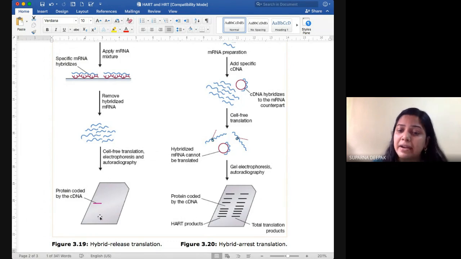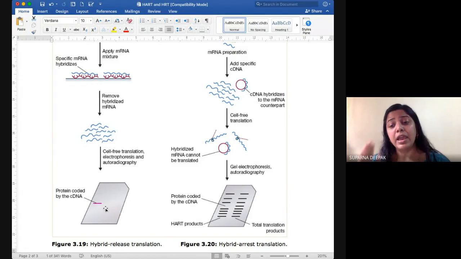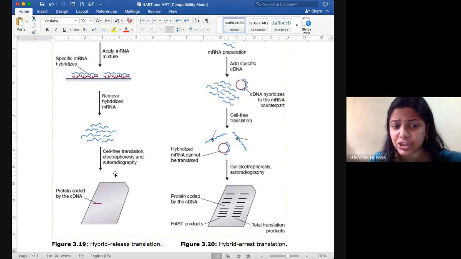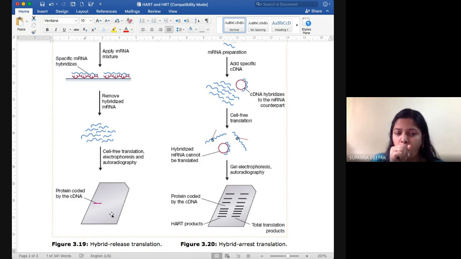and then it will undergo electrophoresis, and then you will get your autoradiography. So if you get a band in your system at the end, what does that mean? That yes, the recombinant cell was producing the mRNA which is complementary to the specific cDNA that you have added for selection, and the protein is synthesized. Getting a band here tells you that the recombinant cell is actually synthesizing the protein which is encoded by that particular cDNA.